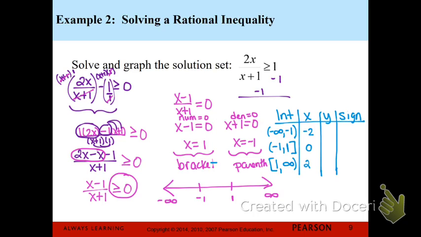All right, so if you know the x value, how do you find the y value? Plug it in. So remember, our y is equal to, when we reduced it, x minus 1 over x plus 1. So when you plug in x is negative 2, what do you get? Negative 3 over negative 1, which reduces to 3. Got a positive 3.